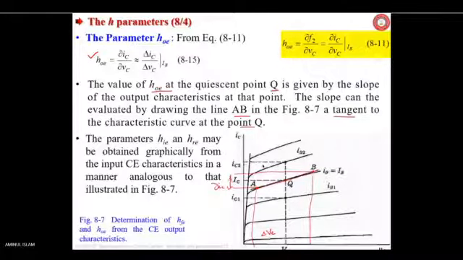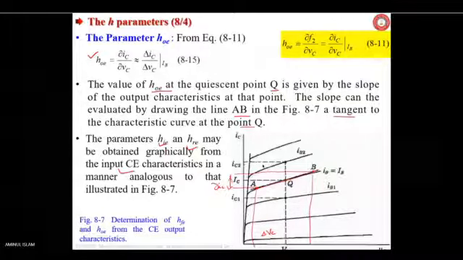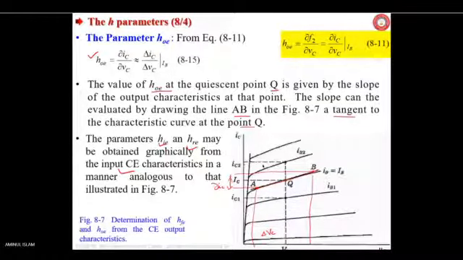Similarly, you can find out other parameters like HIE, HRE, based on the input characteristics of the device. This was HOE, and HFE was based on what? Output characteristic. Whereas HIE and HRE may be obtained graphically from input characteristics. CE, we are talking because we are talking about common emitter configuration.